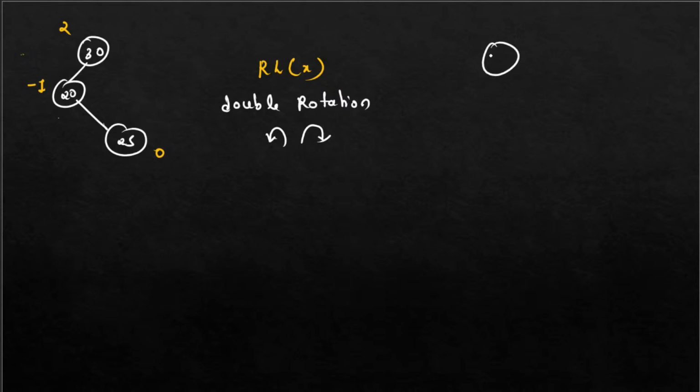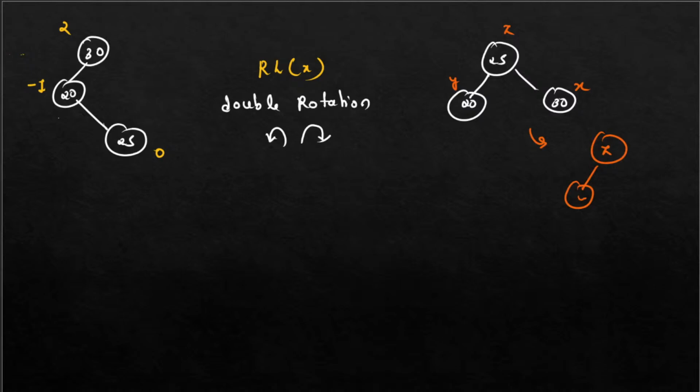Now, see, here we will keep 25. Here 20 will be there. Here 30 will be there. Let's say this is X, this is Z, this is Y. So it will be Z, Y, X, like this.